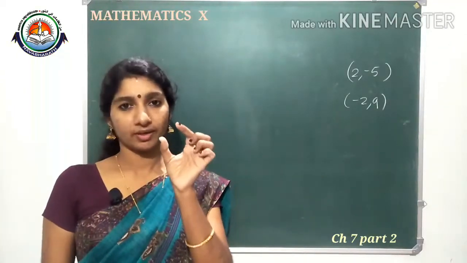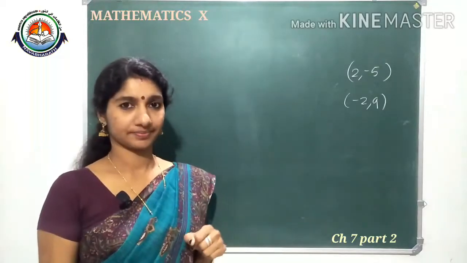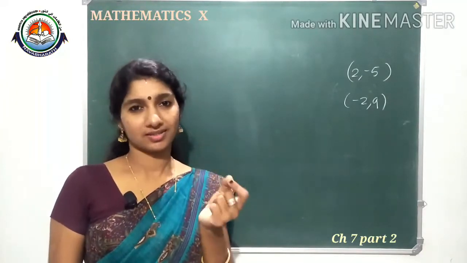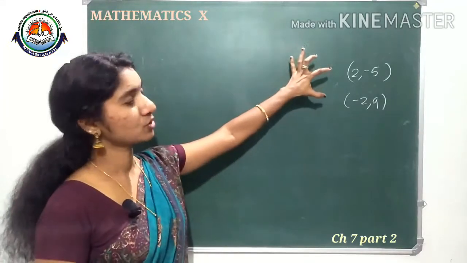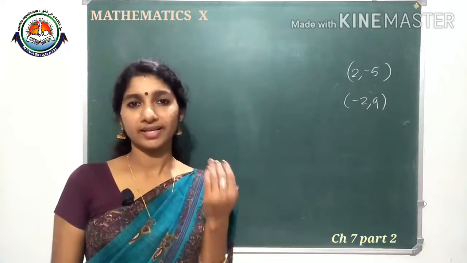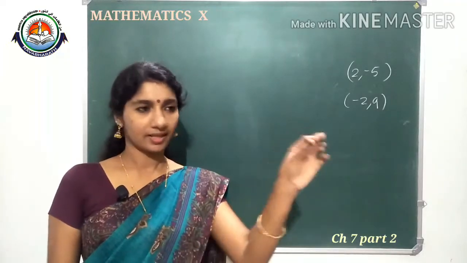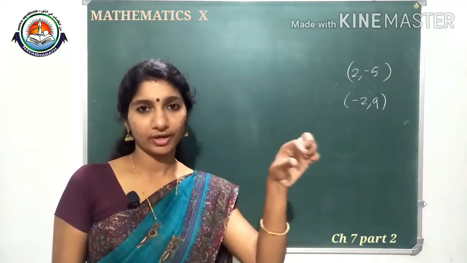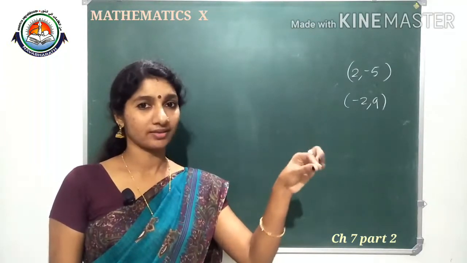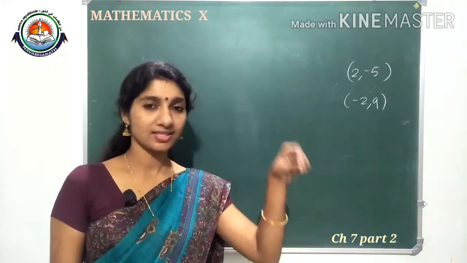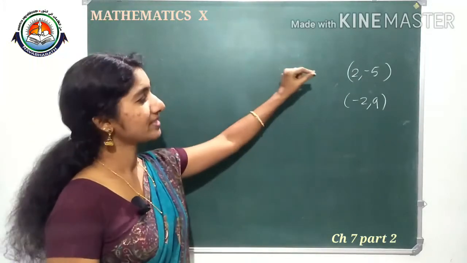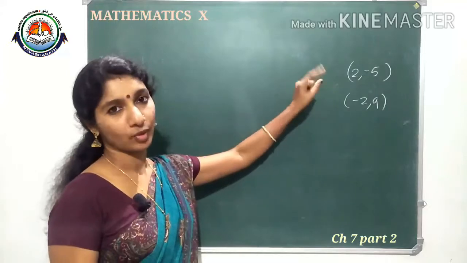We need to find one point on the x-axis. That point is equidistant from these 2 points. What is given? We need to find a point on the x-axis. That means our aim is to find a point on the x-axis. And what is the condition given? That point, which lies on the x-axis, is equidistant from these 2 given points.